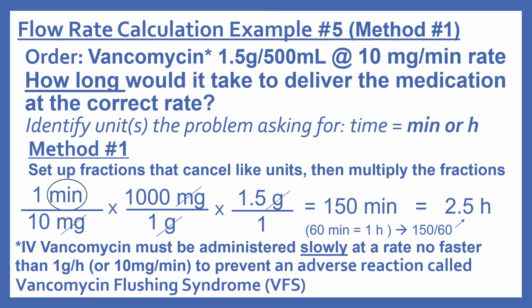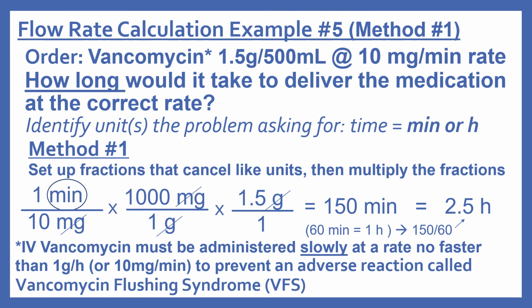So our rate is 10 milligrams per minute, but we're looking for time, so we're going to put minutes on the top. So it will be 1 minute per 10 milligrams times 1,000 milligram per 1 gram. Now we have a milligram on the top and a milligram on the bottom, those cancel. And then times 1.5 grams over 1. So now we have a gram on the top and a gram on the bottom, and those cancel. So we're left with minutes.